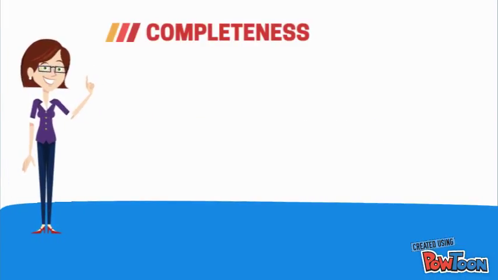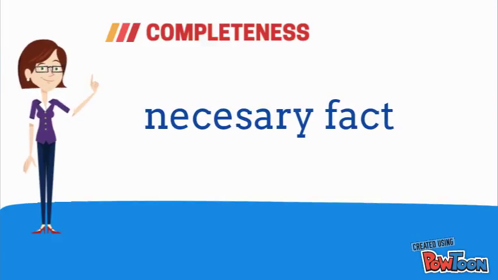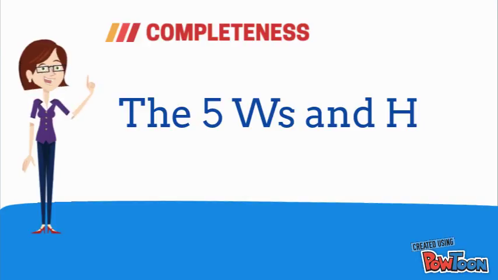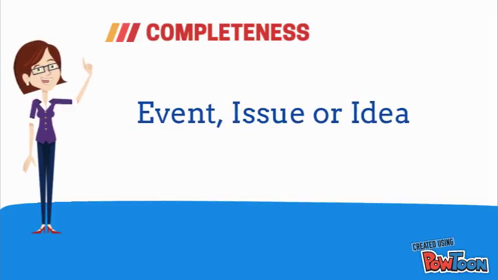Completeness means that the story has all the necessary facts. A complete story goes beyond the 5 W's and H. It gives context and background to the event, issue, or idea being written about.